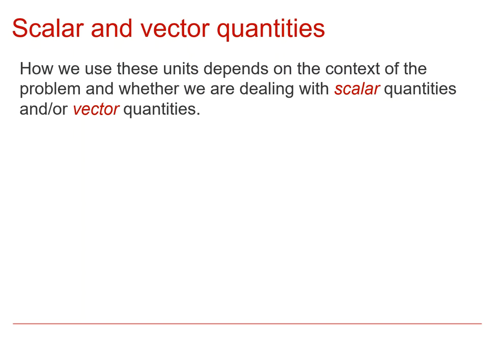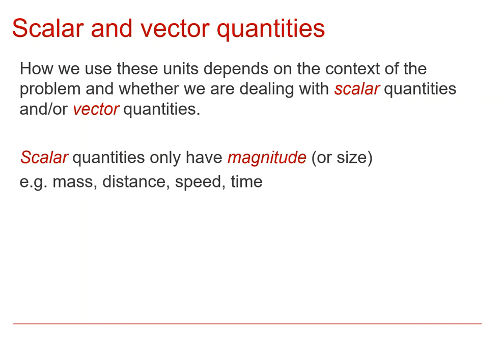And another thing to be aware of all the time when you're doing mechanics is the distinction between scalar and vector quantities. Scalar quantities are the simpler of the two. They just have a magnitude or a size. So they'll just be a number. Things like mass, distance, speed, time are all scalar quantities. They'll just be a single number plus a unit that will give you that quantity.